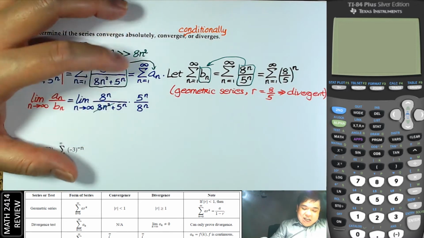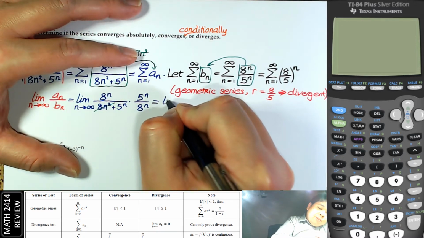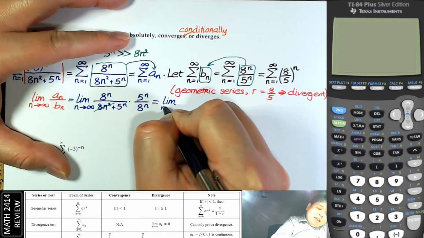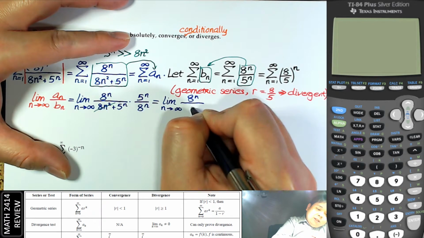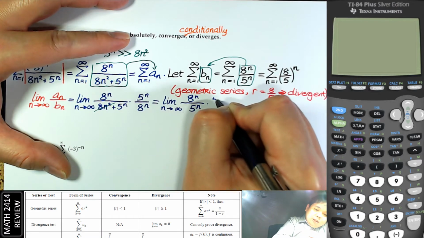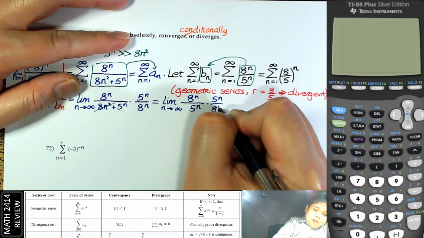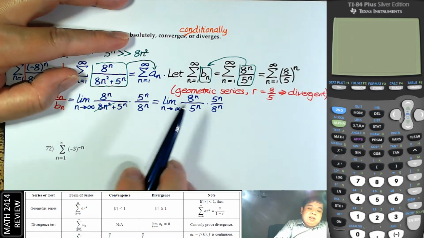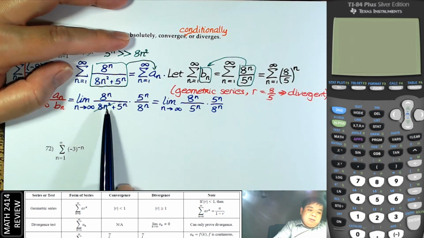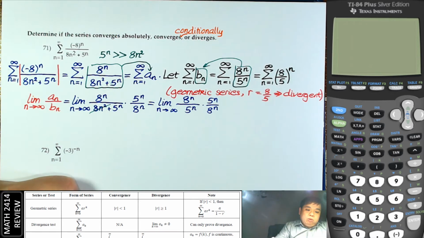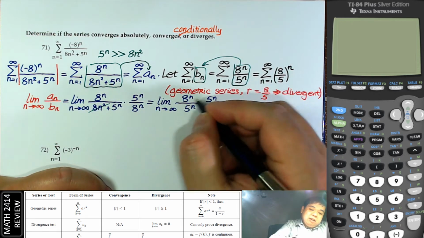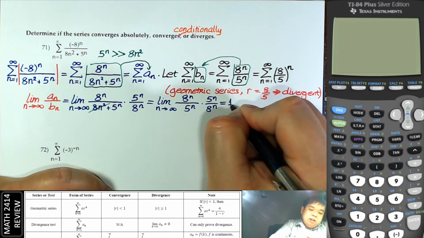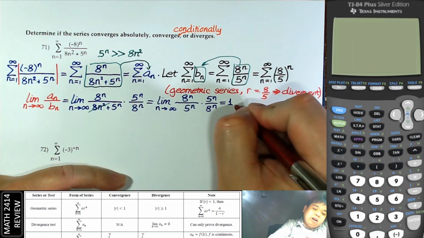I should not cancel like that. We just say the limit of that is the same thing as the limit of this. So the limit of this is the same as the limit of that. The 8n squared is too slow to infinity. Now cancel everything. 5 to the n and 8 to the n. This is 1, which is constant or finite.